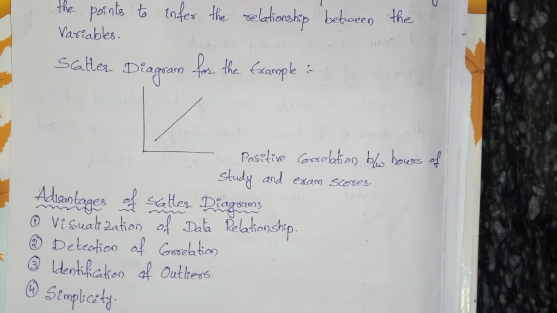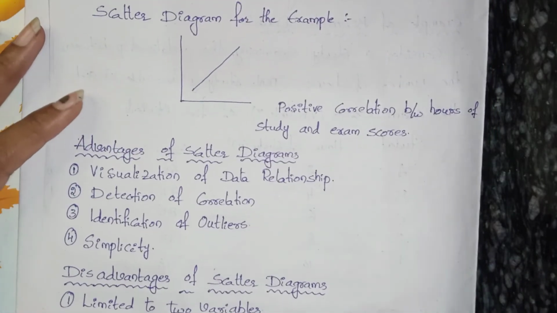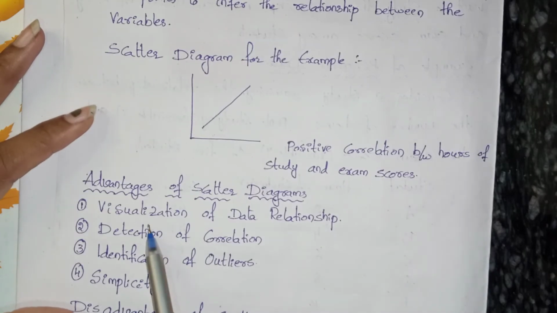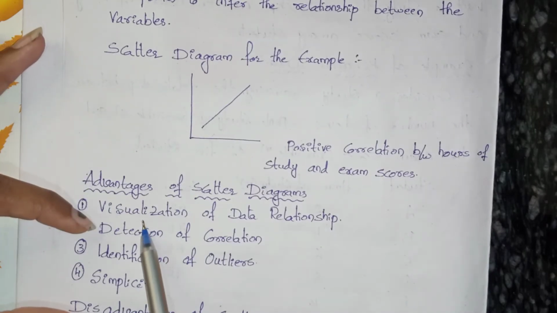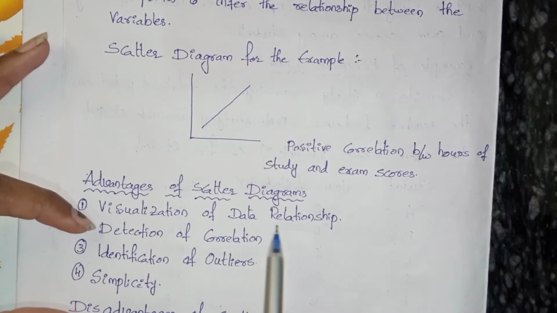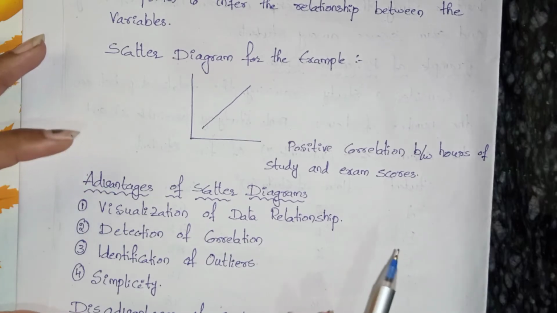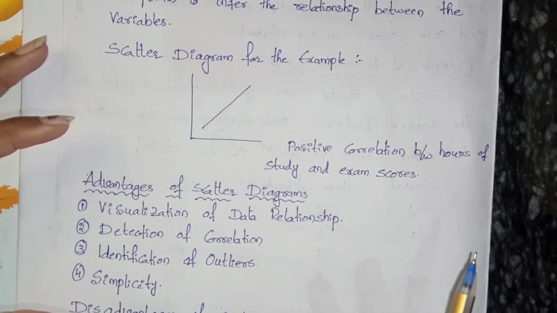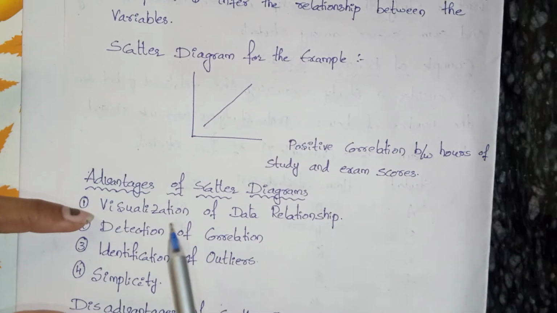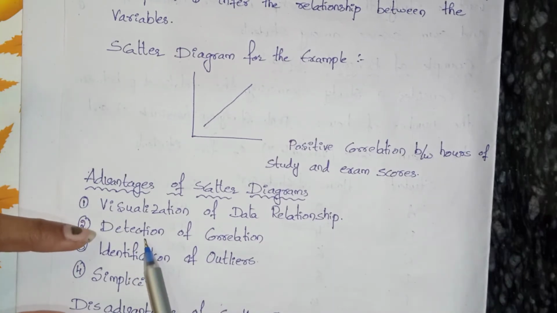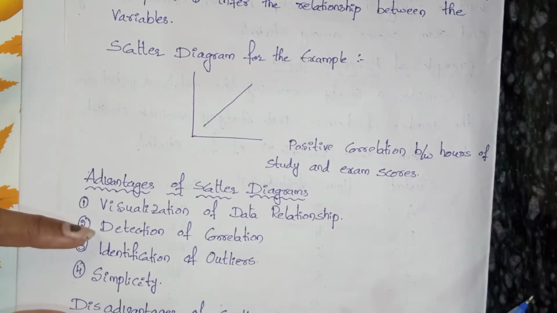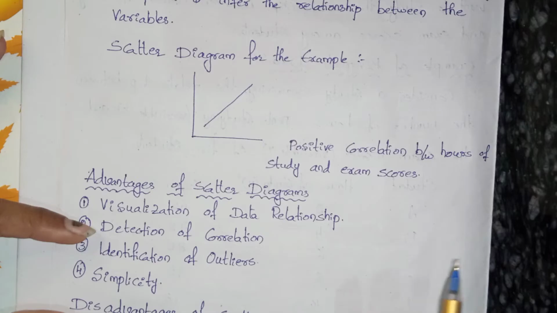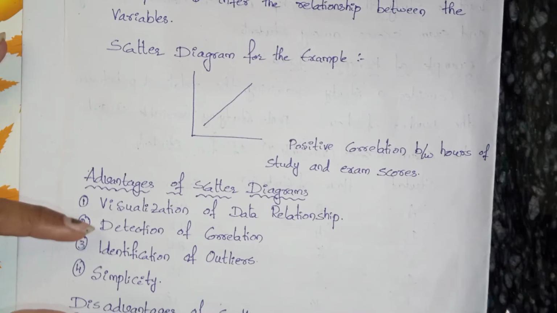Next, we are going to learn the advantages. The first advantage is visualizing the data relationship. We can see how the variables are related. That is the first advantage. Next, detection of correlation. Detection of correlation means we are able to identify whether it is positive, negative, or no correlation. Like that we can detect.